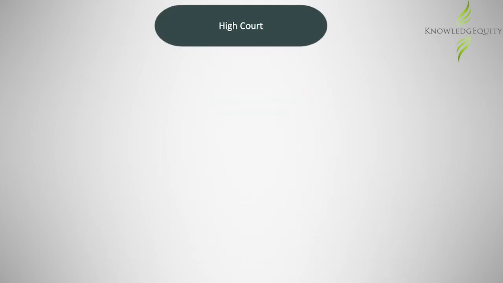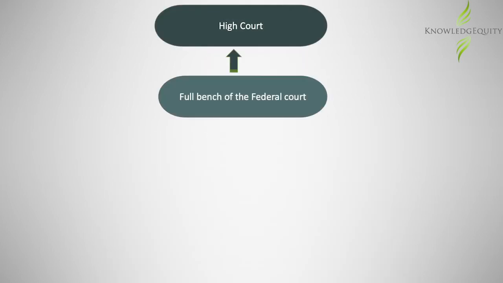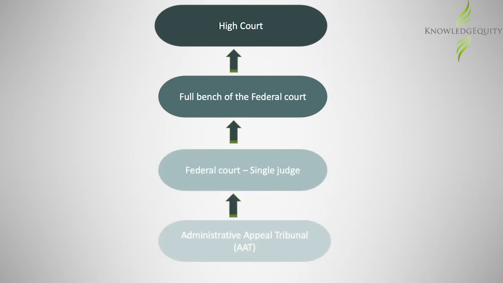The Australian court system hierarchy has the High Court at the top, followed by the full bench of the Federal Court. Below this is the Federal Court with a single sitting judge. There is also the Administrative Appeals Tribunal, which, as its name suggests, is a tribunal rather than a court. Its decisions do not bind any judicial body.